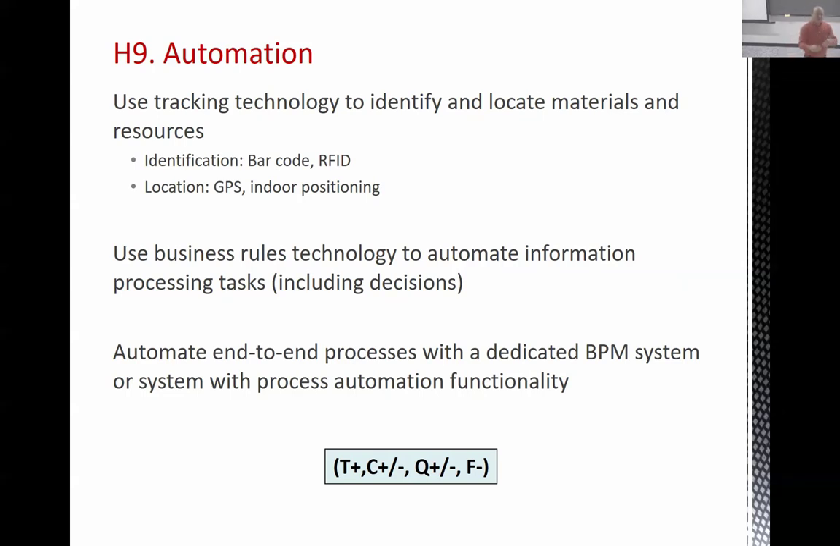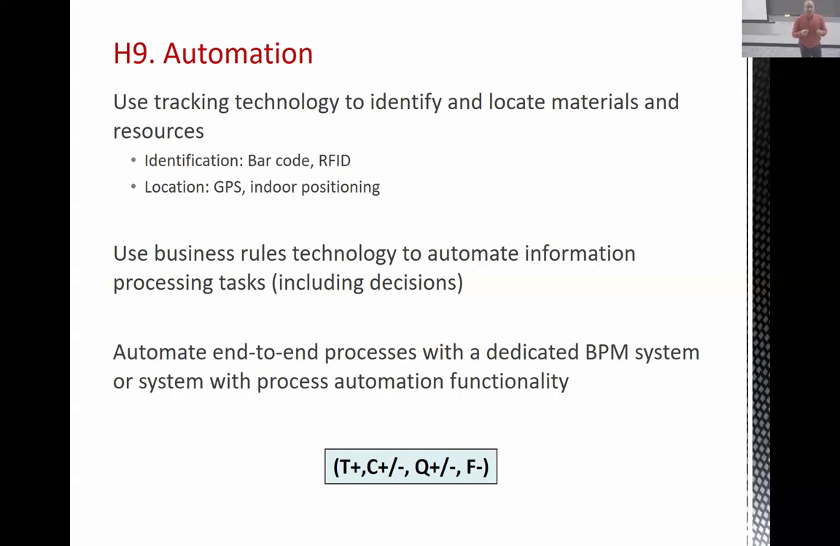And RFID codes are kind of similar, but in addition, you don't need to go and scan, because they can be detected automatically by a sensor. If you have resources moving around in a big area, then consider using GPS in order to locate them and optimize the process. This is particularly important in the context of logistics or transportation processes. Use business rules technology to automate as much as possible your decision tasks when you need to take decisions. And this is something we will see next week.